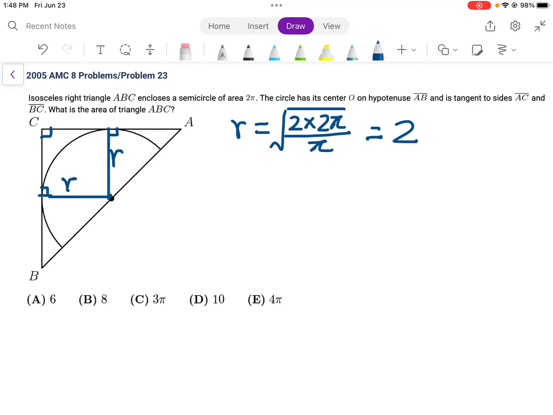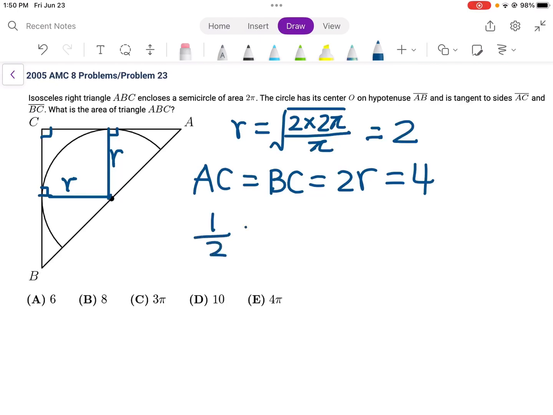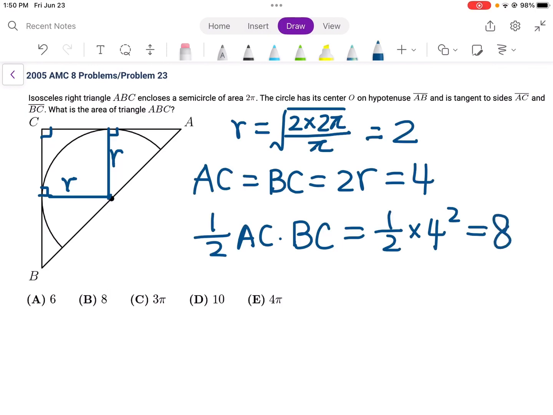Now we know that AC equals BC equals 2R equals 4. Then the area of the triangle is 1/2 AC multiplied BC, and that's 1/2 times 4 squared equals 8. So the answer is B.